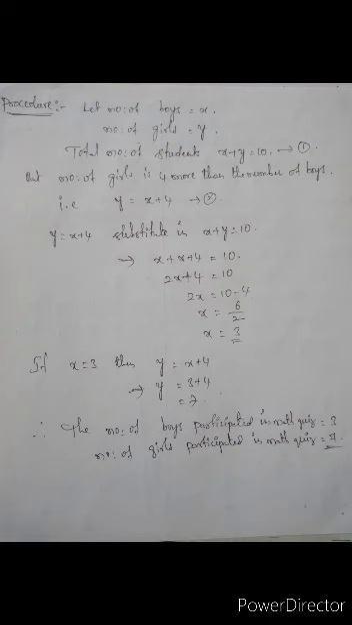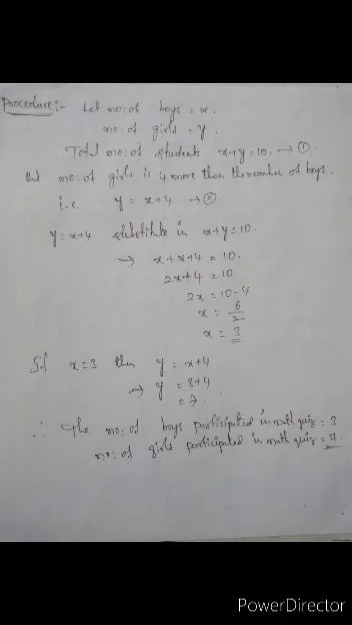10 minus 4 is how much? 6. So 2X is equal to 6. But the 2 will be transposed. Then it becomes division. On the LHS it is in multiplication form. When we transpose it becomes division. So 6 by 2 it becomes. 6 by 2 is nothing but 3. So X is equal to 3.